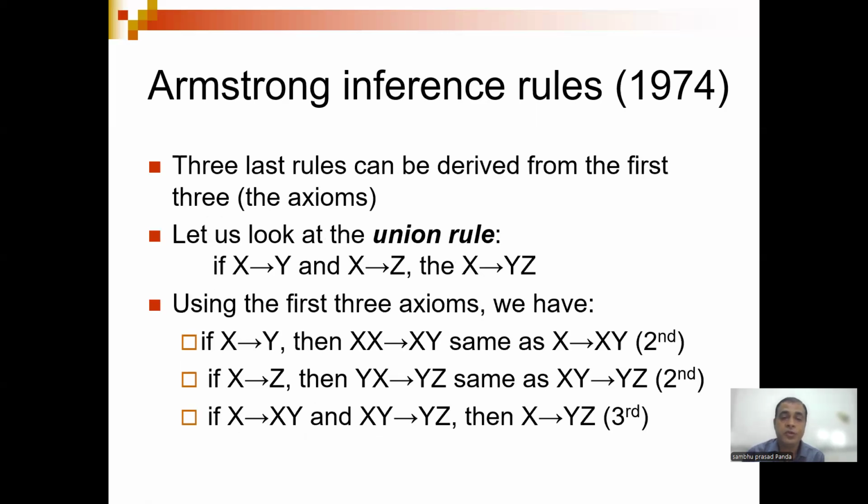So these are the few rules. The union rule is X determines Y, X determines Z, so X determines YZ. The last three rules are actually derived from the axioms. Another is X determines Y, so X determines XY. XX means here X union X, that is, X determines XY. If X determines Z, then YX determines YZ. Y will be appended to both sides with the union value. So XY determines YZ. The third one is X determines Y, Y determines Z, so X determines Z.